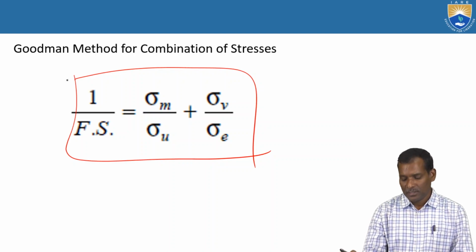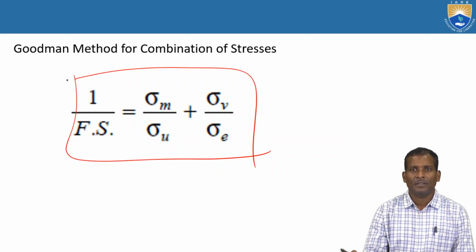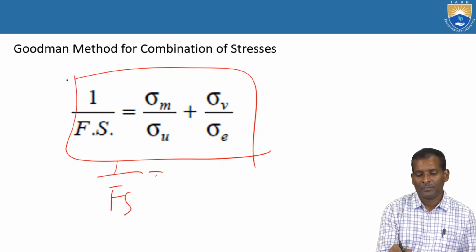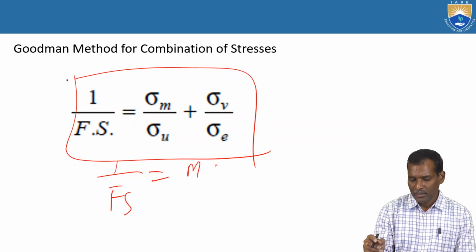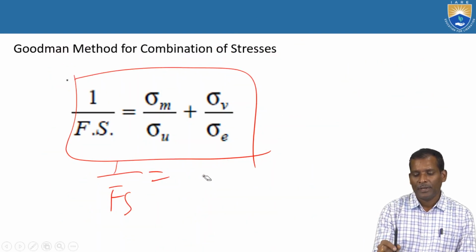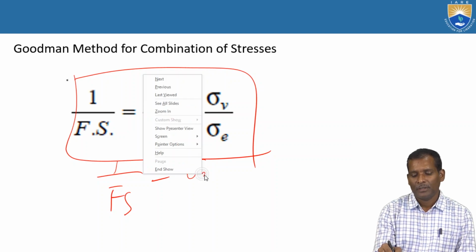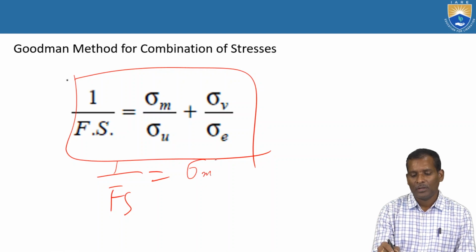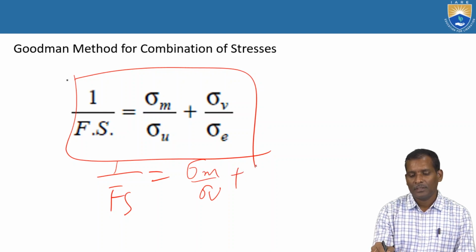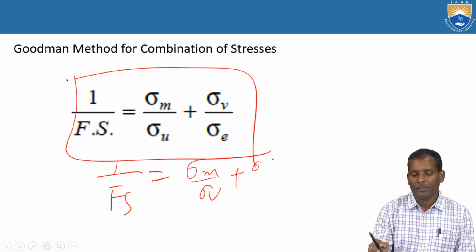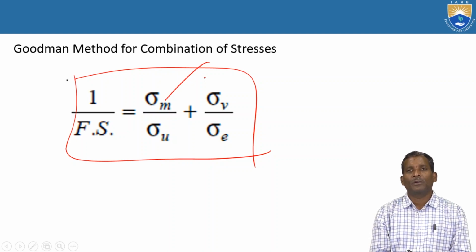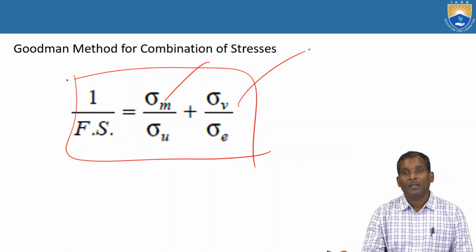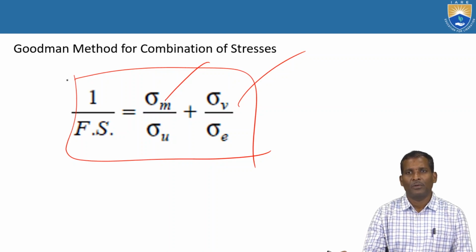Similarly, variable stress and ultimate stress and sigma E. So you may write like this: 1 by factor of safety is equal to mean bending stress, which you calculated in the previous case, upon sigma U, plus sigma V. Here sigma mean means the mean bending stress, and sigma V means the variable bending stress value.